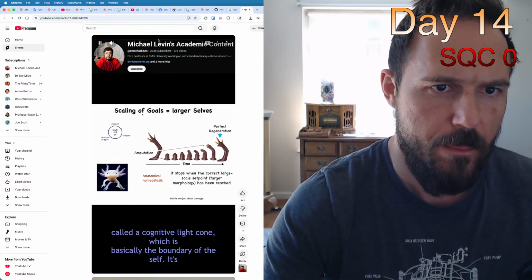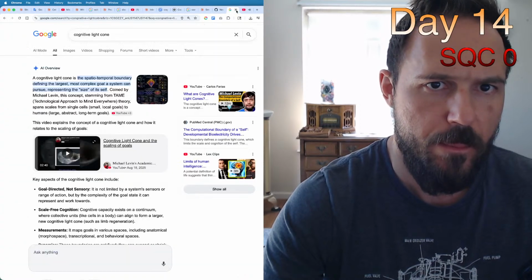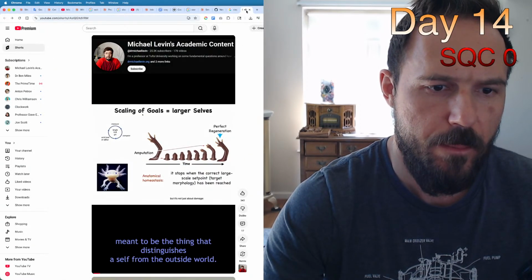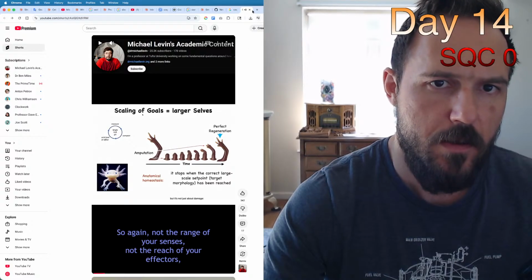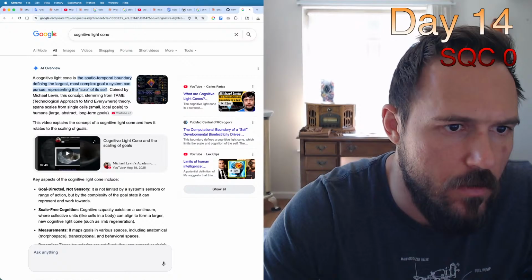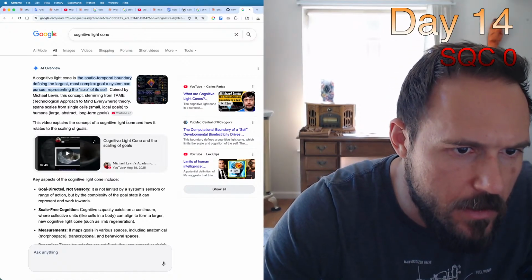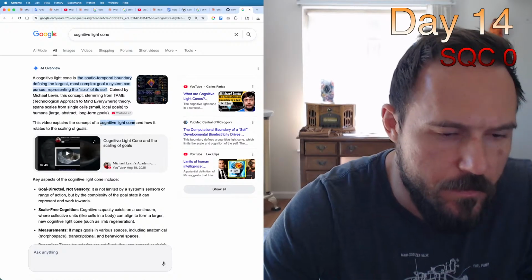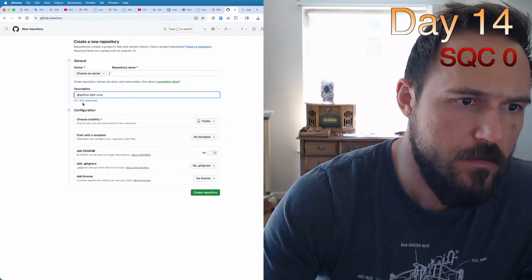I coined this thing called a cognitive Litecoin, which is basically the boundary of the self. It's meant to be the thing that distinguishes a self from the outside world. And what it is, is the scale of the largest goal you can pursue. So again, yeah, the scale of the largest goal. That's exactly what the cognitive Litecoin says. We're just playing around.